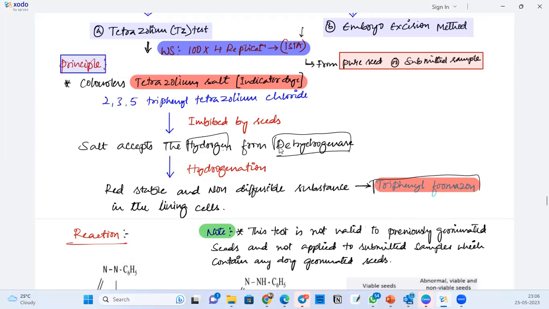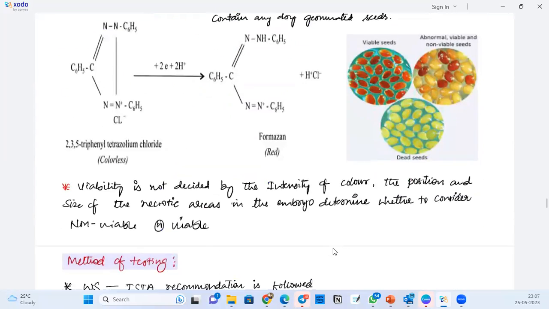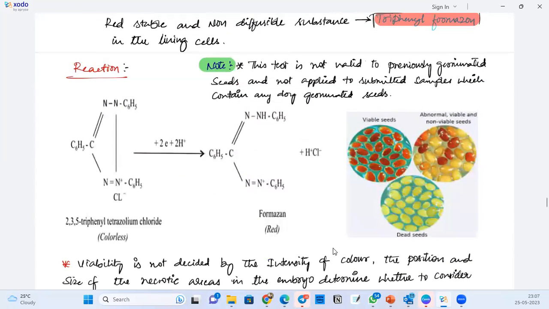Okay, if the embryo is stained, the complete seed will not be stained, only the part of the seed where the embryo is present. If that is stained, it means the seeds are live and viable. I have also given the reaction, and this is how the stainings look. Here the complete staining has been done, and abnormal or non-viable seeds are also there in the lot, and these are completely dead seeds where there is no staining at all.